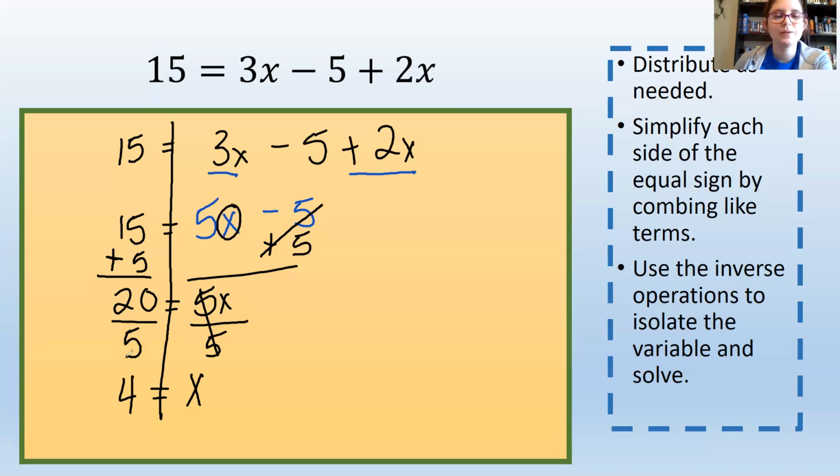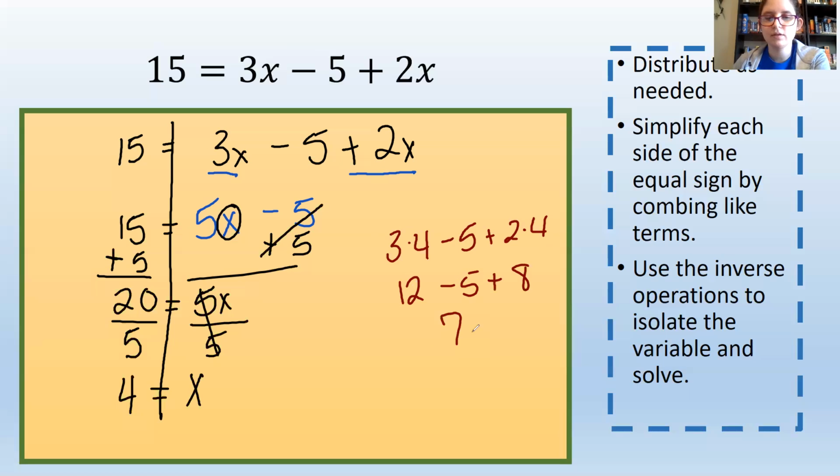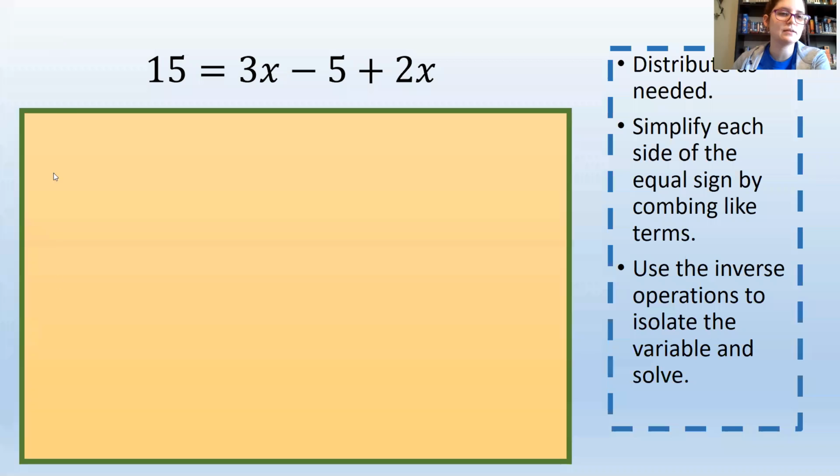So x equals 4. We can substitute that back in, so let's just look off to the side and say 3 times 4 minus 5 plus 2 times 4. 3 times 4 is 12, minus 5 plus 2 times 4 is 8. 12 minus 5 is 7, 7 plus 8 is 15, and that is what we wanted. Let's look at our next example.